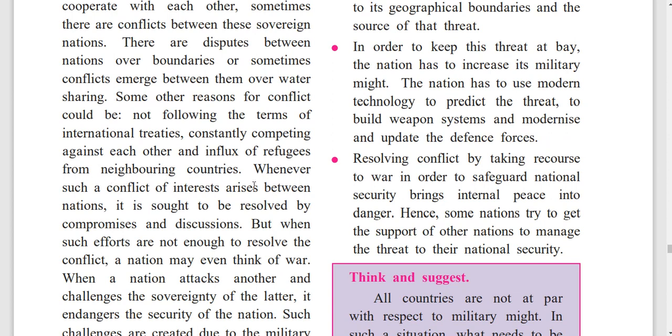from neighboring countries. Whenever such a conflict of interests arises between nations, it is sought to be resolved by compromises and discussions. But when such efforts are not enough to resolve the conflict, a nation may even think of war.